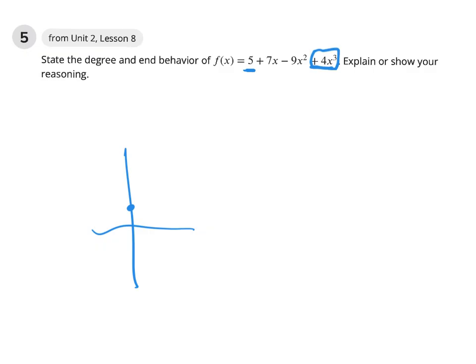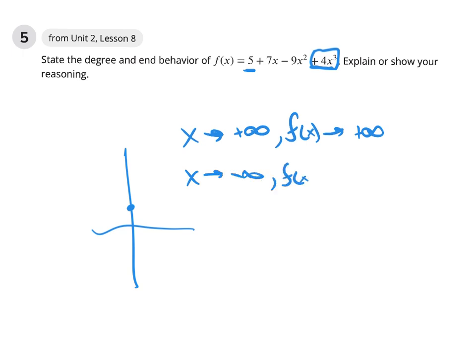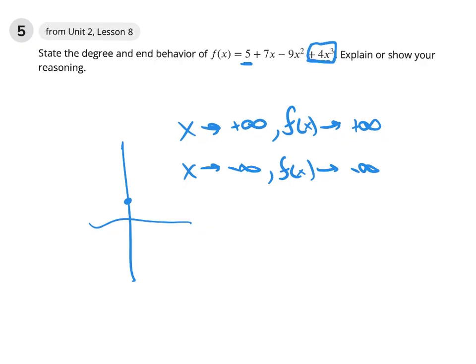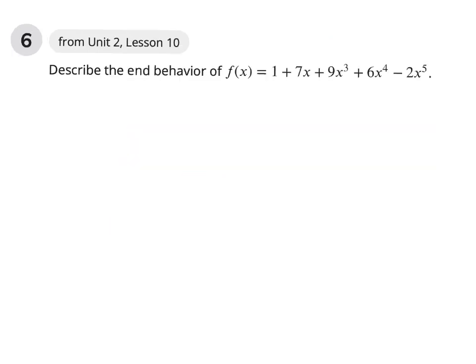So as x goes to positive infinity, f of x goes to positive infinity. As x goes to negative infinity, f of x goes to negative infinity. Oh, so I put in the end behavior that the degree is 3 and the constant is positive 5. In end behavior, find the highest coefficient.